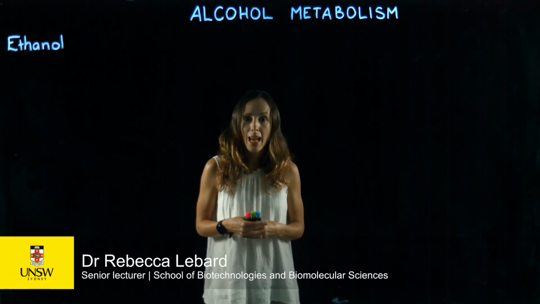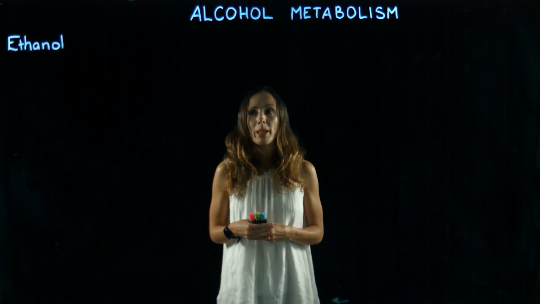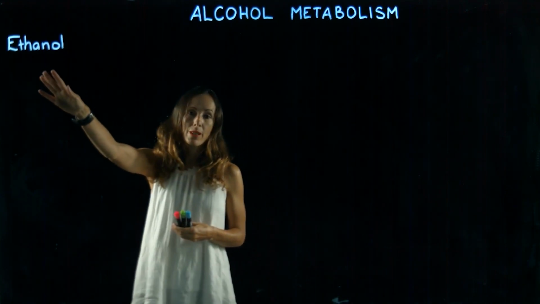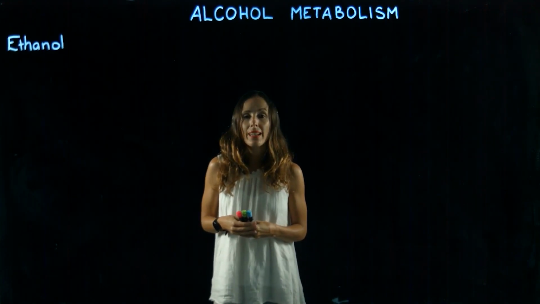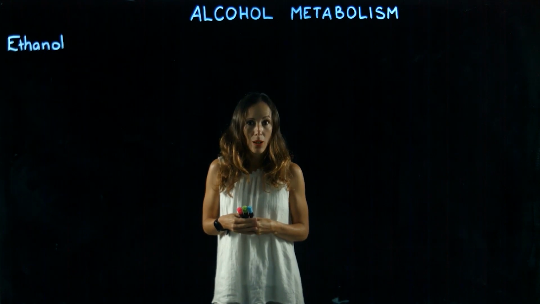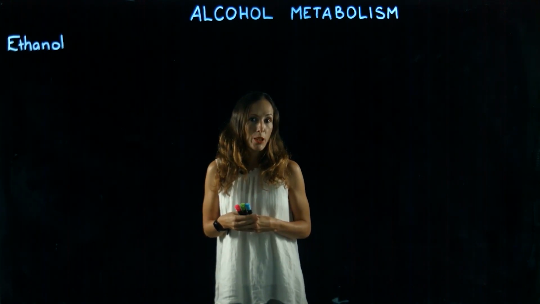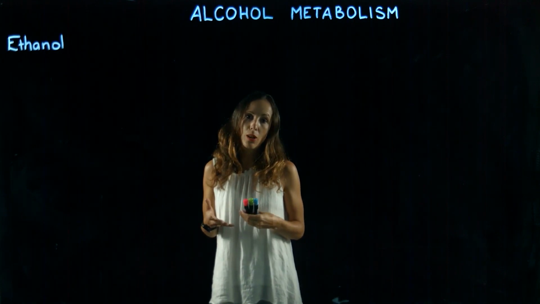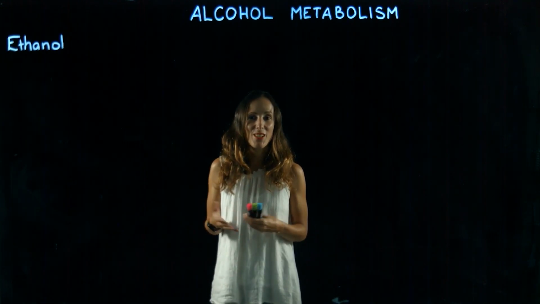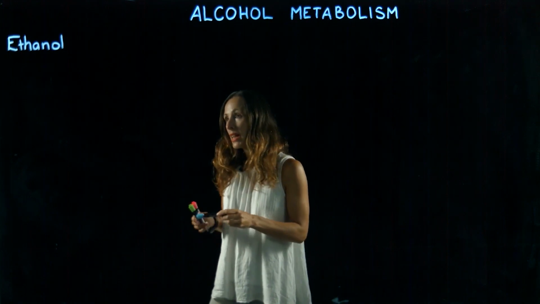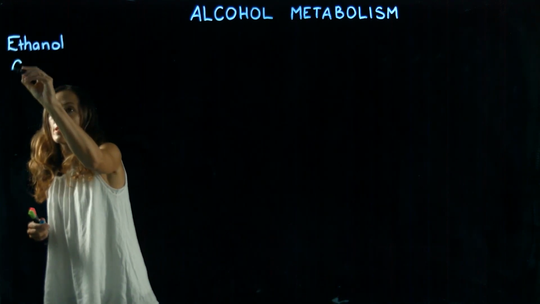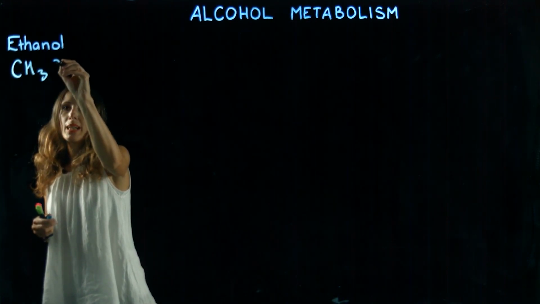We're going to look at the metabolism of alcohol in humans, and predominantly that refers to ethanol. Ethanol is known as drinking alcohol. It's produced by yeasts as a fermentation product, so it's what we find in alcoholic beverages such as wine and beer. When we think of ethanol, we think of this formula.